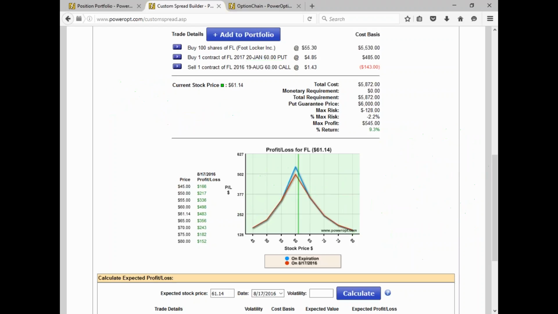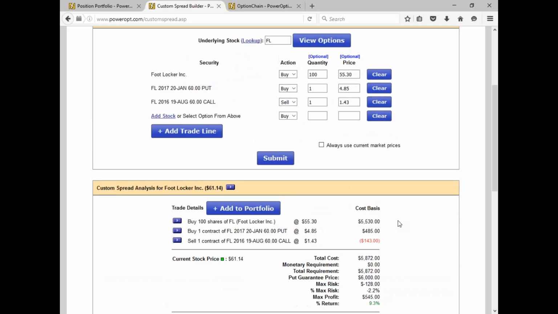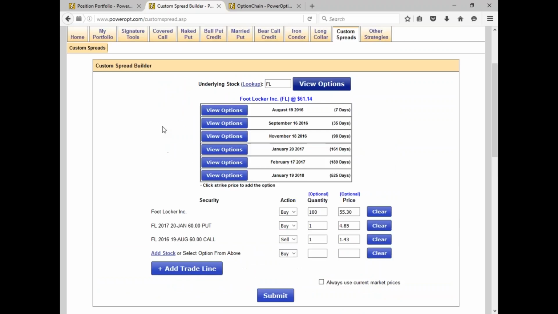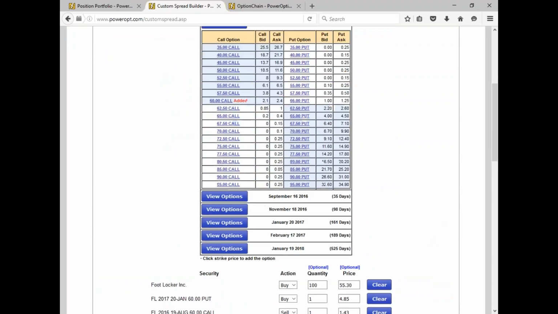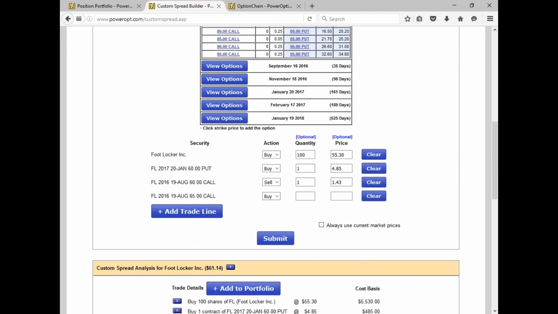Okay? So what's another way that I can take advantage of this? That's income method number 6. Instead of just selling the call, all right, what I'm going to do is go ahead and buy, at the time, the August 65 call, which was priced at 25 cents.